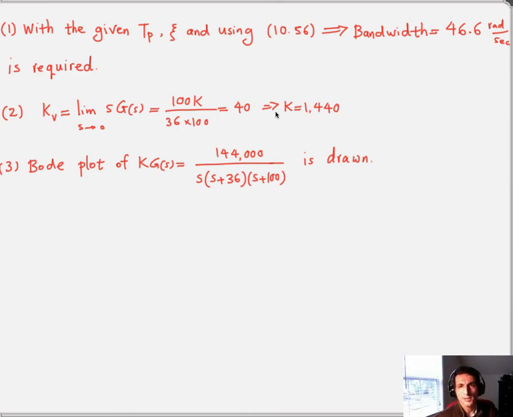Step two, you find the gain K by making sure that you meet the steady state error requirement. In this case, the velocity constant kV was given to be 40, and that's the limit of sG(s). If you plug in s equal to 0 and find the limit of sG(s), it gives you this, and from this you find K to be 1440. The third step is to plot the Bode diagram of KG(s), which is in this form, and that's something you see in the next slide.